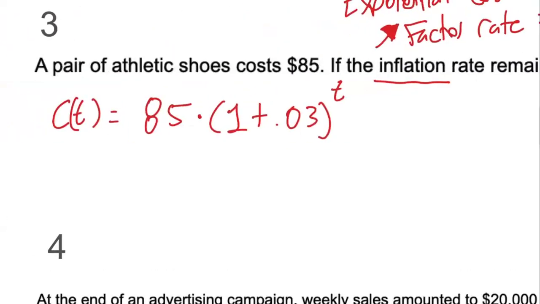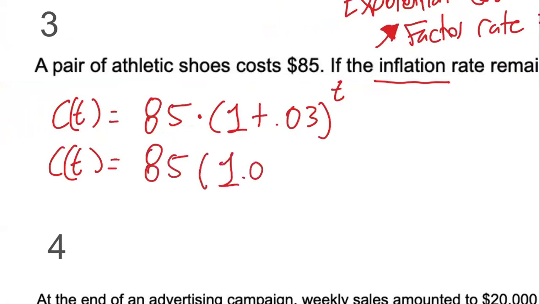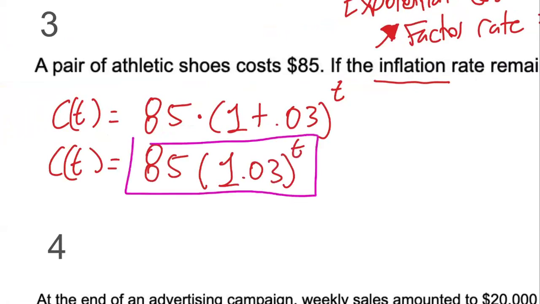Now, all it wants is the formula. It doesn't want you to determine how much it is after a certain amount of years. So in this case, it's 85 parentheses 1.03 to the power of t. And that's it. That's all you're doing. All it wants is the formula. It doesn't want you to solve for anything.